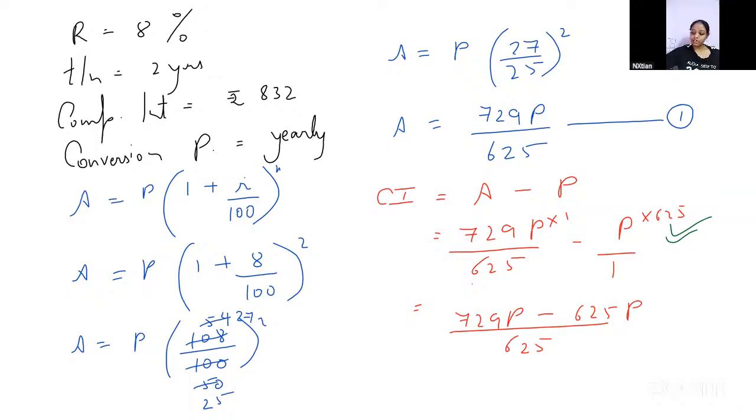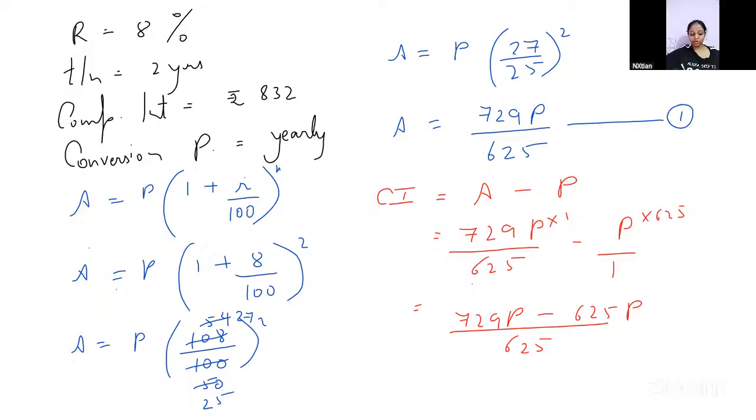Why 625 into P? Okay, Abraham, look at the LCM. Because I don't have any denominator below P, so I put 1 there. And the LCM of 625 and 1 is 625. So this 625 is coming in the table of 625 once, and in the table of 1, how many times? 625 times. So that is why P into 625. This method is also easy once you understand it.